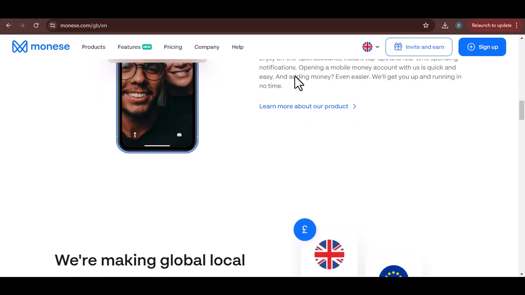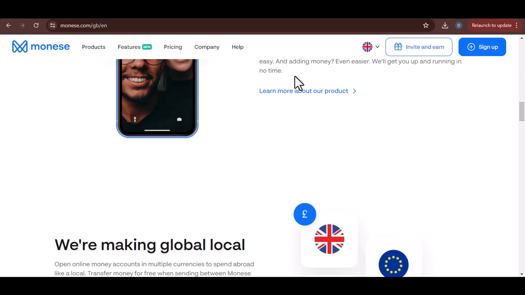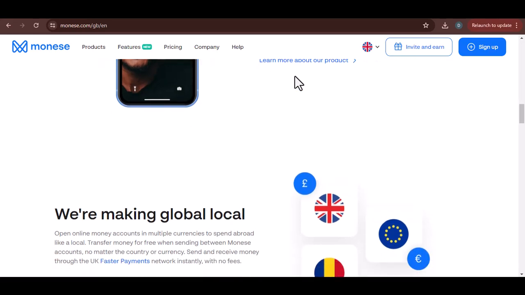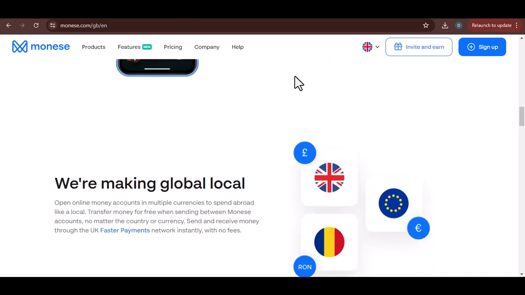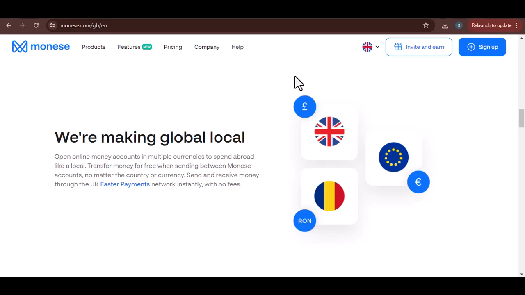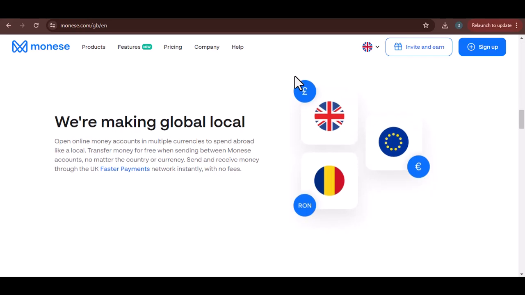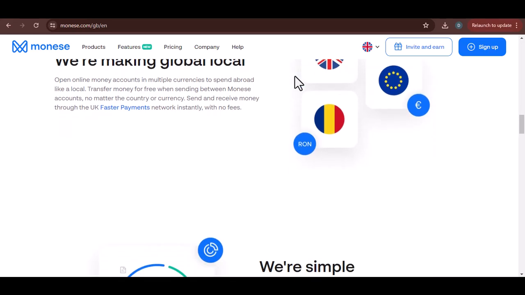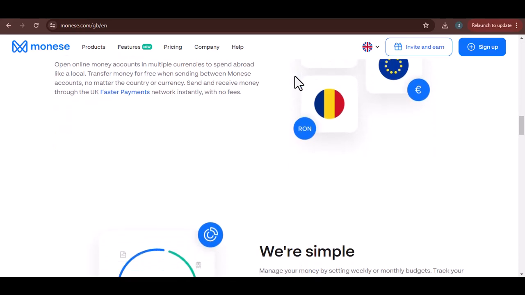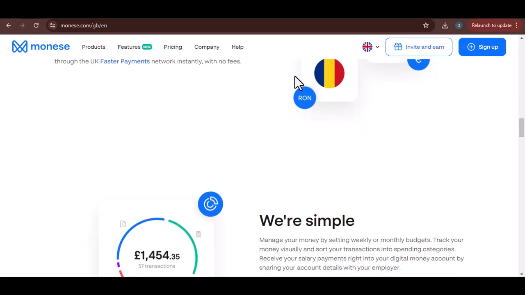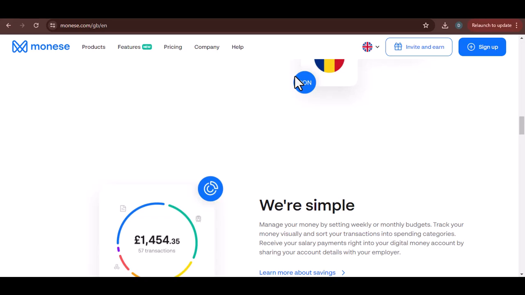Reason 3: Terms of service violations. Monese has a set of terms and conditions that all users must agree to. If you've violated any of these terms, your account could be at risk. This could be anything from using your account for illegal activities to sharing your account details with unauthorized individuals. Have you used your Monese account for any prohibited activities? Have you shared your card details with someone else? Be honest with yourself, as this could be the reason for your blocked account.